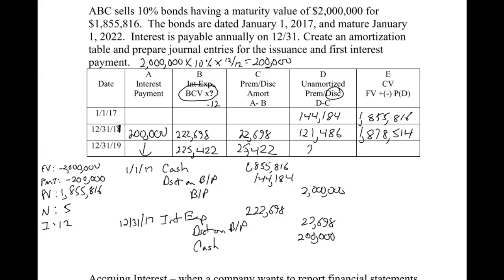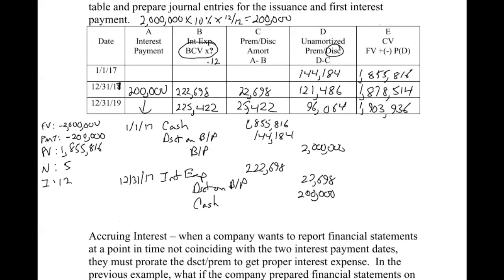This now is down to 96,064. Notice how column D is always going to 0, and notice how column E is always going towards face value. So this example on a discount would be going up. This is now 1,903,936. All right, so we can keep going on and on with that, but what we want to talk about is accruing interest.